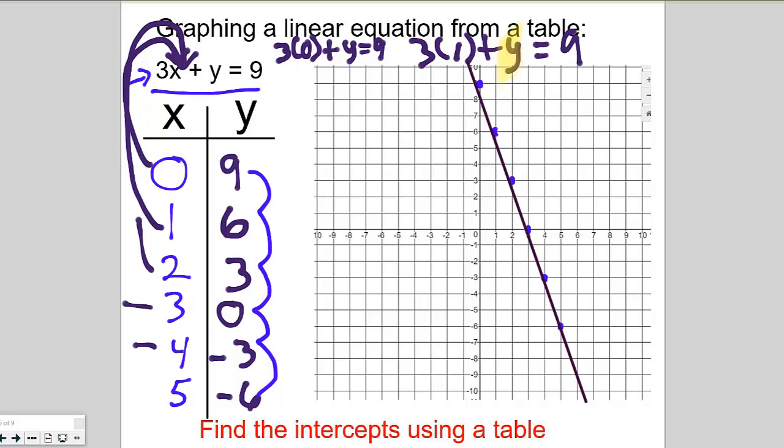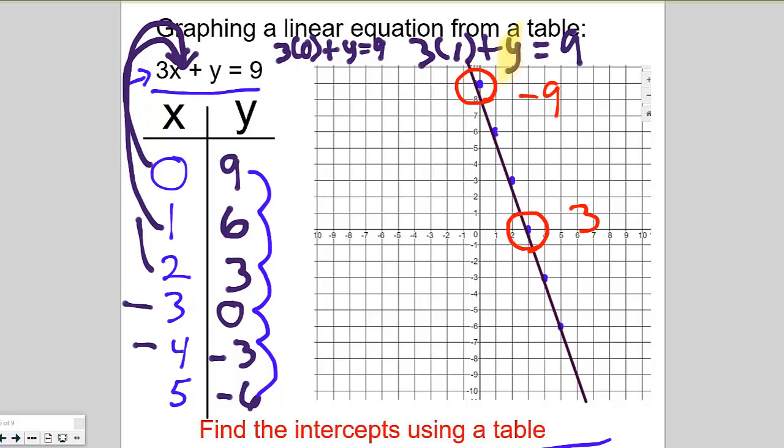Now you'll notice down here at the bottom, it does ask us to find the intercepts using a table. Well, intercepts are wherever the graph or the line crosses the x-axis or the y-axis. So if you look up here at the top, this line crosses the y-axis at -9. So that would be the y-intercept. And down here, the graph crosses the x-axis at +3. And that would be our x-intercept. Now, how do you recognize these from a table? Because on a graph, it's pretty obvious. You just look to see where it crosses the line.